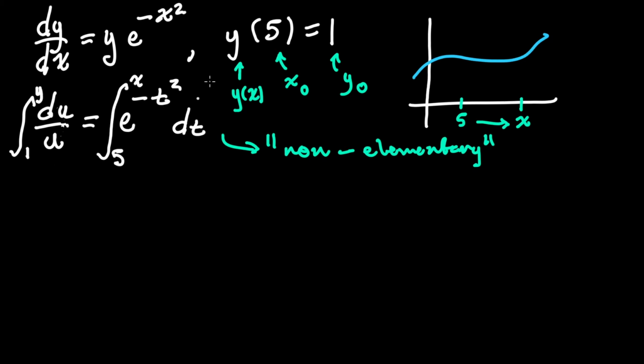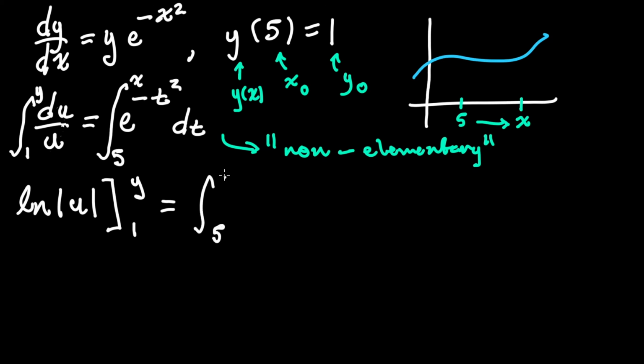And as I said, on the right side, this is non-elementary, but on the left side, we do know what the integral of 1 over u is. We know that the integral of 1 over u is going to be ln u, and then we have some bounds, so we can evaluate for those bounds. And then that is still going to be equal to our non-elementary right side, which is the integral from 5 to x of e to the negative t squared dt.